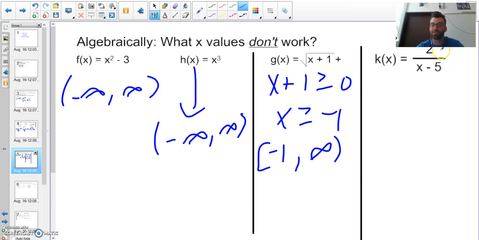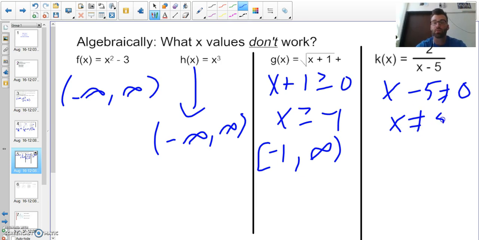Okay, let's try another one here. Let's look at a fraction. Within a fraction, I can divide by a negative, I can divide by a fraction, I can divide by a positive, I can divide by a very large number. But there's one number that you cannot divide by. What is that number? It's 0. I cannot divide by 0. So the denominator of my fraction, the bottom of my fraction, cannot equal 0. So x minus 5 cannot equal 0. Well, that tells me if I add 5 to both sides that x cannot equal 5.